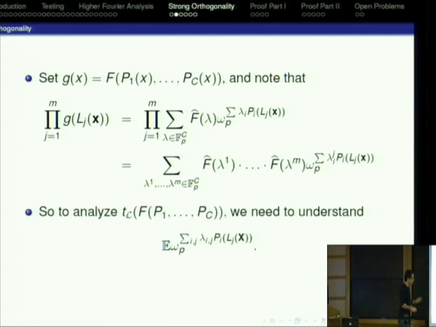So to be able to analyze this, we need to understand these kinds of averages, which are a bit different from what we had before. And it's not clear how to analyze them in the first place. So what is the random variable in this? This is just x, which is a k-tuple of vector points picked uniformly at random.